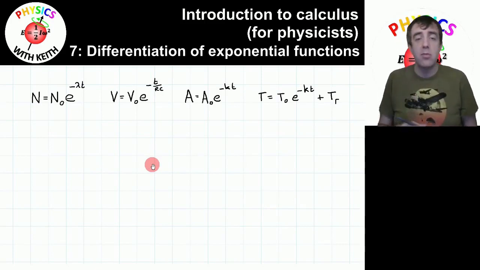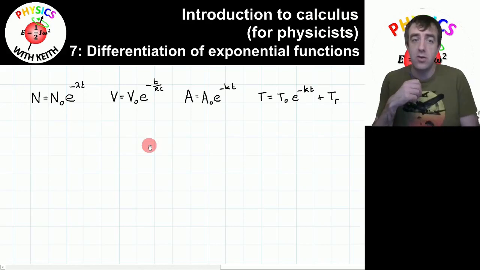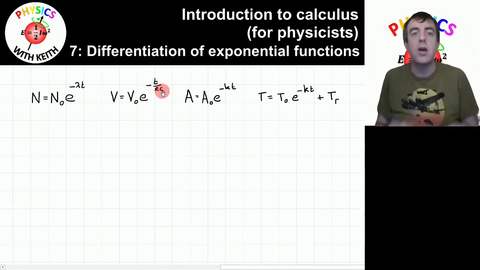And here are 4 examples just from A-level physics. The first example here is the number of nuclei within some radioactive sample, where n0 is the original number of radioactive nuclei and t is the time. Lambda here is called the decay constant. The second example here is the potential difference across a capacitor as it discharges. V0 is the initial potential difference across the capacitor when it was fully charged, and R and C are the resistance through which the capacitor is being discharged, and C is the capacitance of that capacitor.